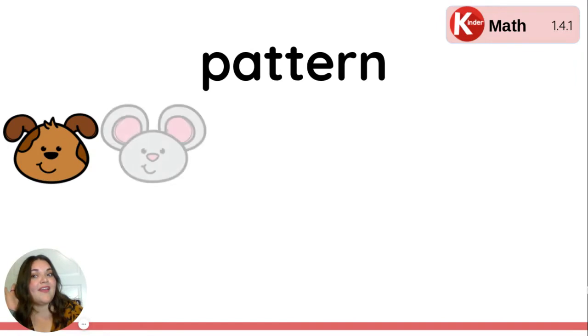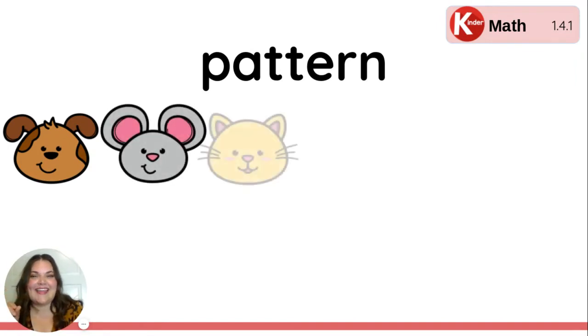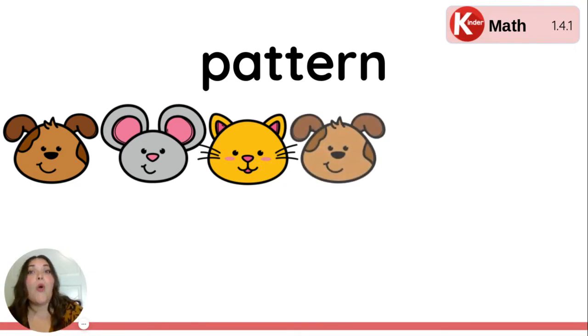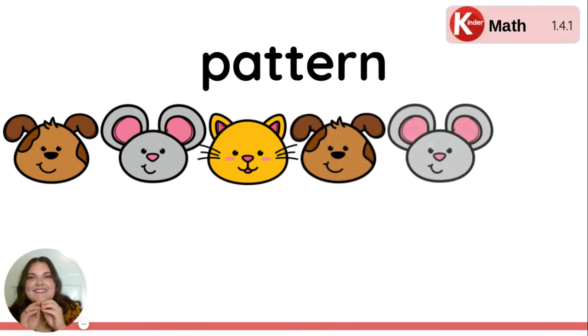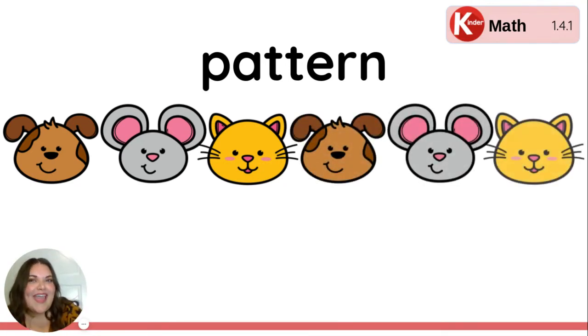Woof. Squeak. Meow. Woof. Squeak. Meow. Very good. Did you see the same animals again? But this looks like a trickier pattern. I might need some help.